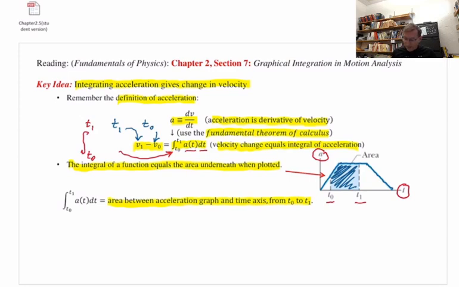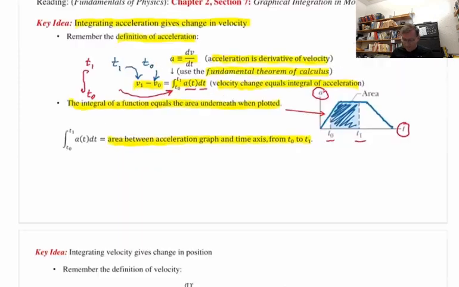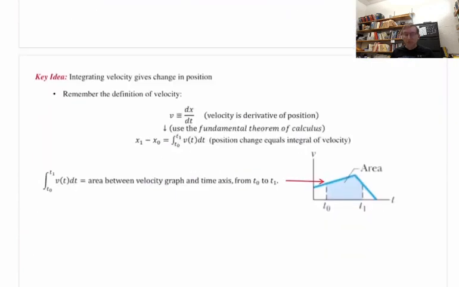All right, now if this kind of reversing the definition of acceleration can be used to find a velocity change, let's take it another step further. Here comes the next key idea. We can integrate velocity to get change in position. Why? Because let's remember the definition of velocity. Velocity, by definition, is the derivative of position with respect to time. Velocity is derivative of position.